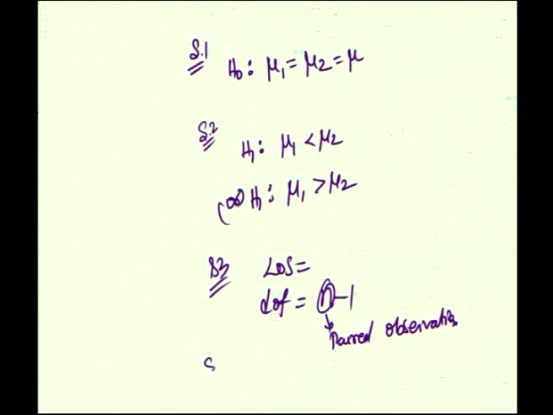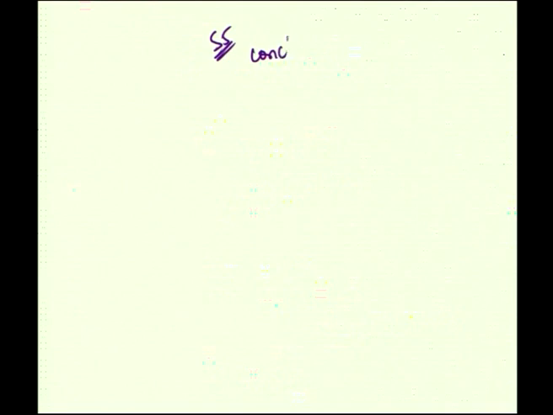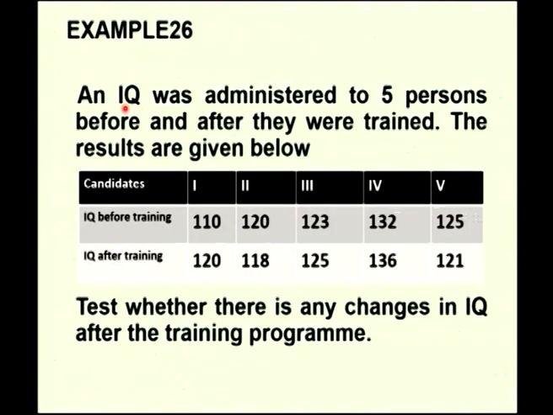Step 4 is the formula part which I have written already, t is equal to d bar by s by root n. Then step 5 is the conclusion, the usual step. Okay, this is the procedure for a paired t-test for difference of means. Now, we shall see this problem.